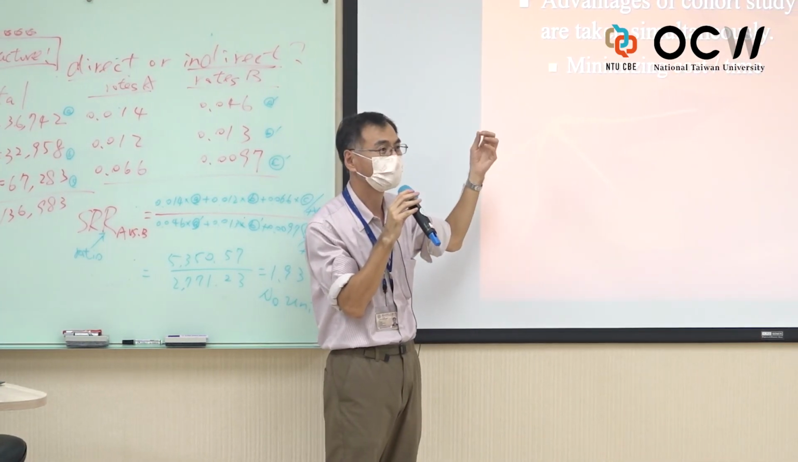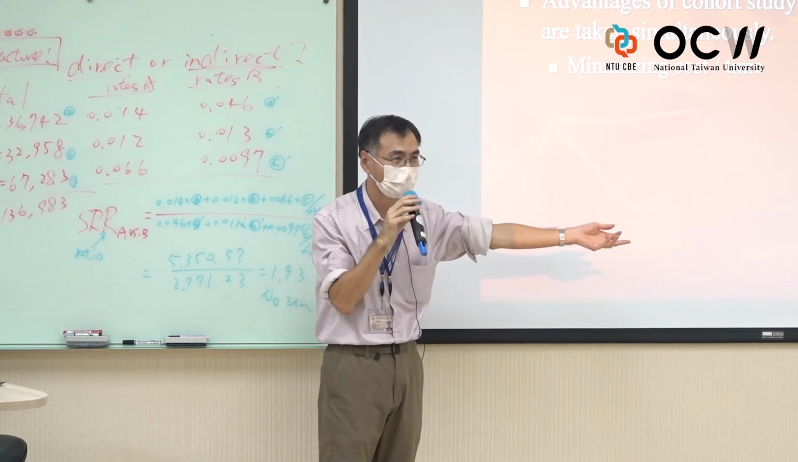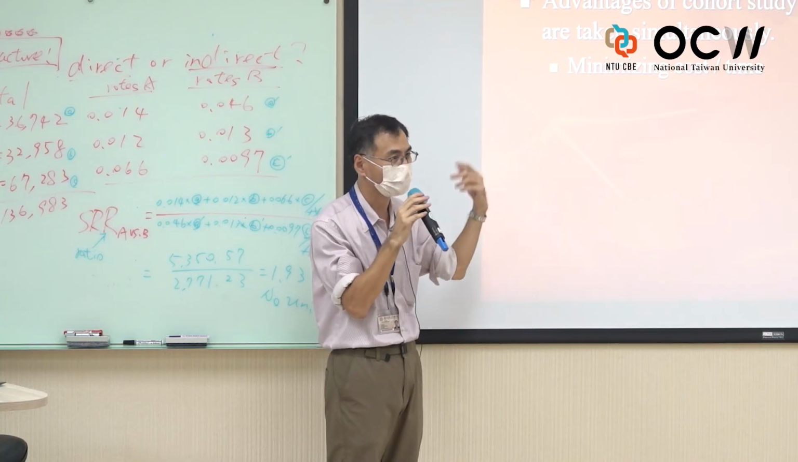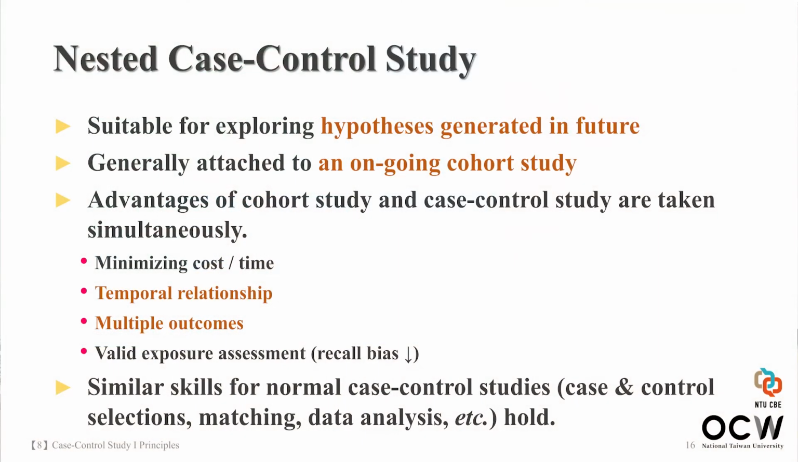We just need to identify or check the level for the cases and the subgroup for the control. So with maybe only 1/10 of them, we could save 90% of your budget. And also it could satisfy the temporal relationship in the judgment of the causal relationship. And it's useful for studies on multiple outcomes.